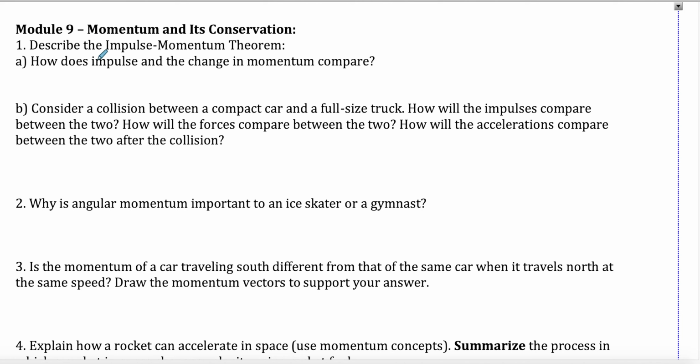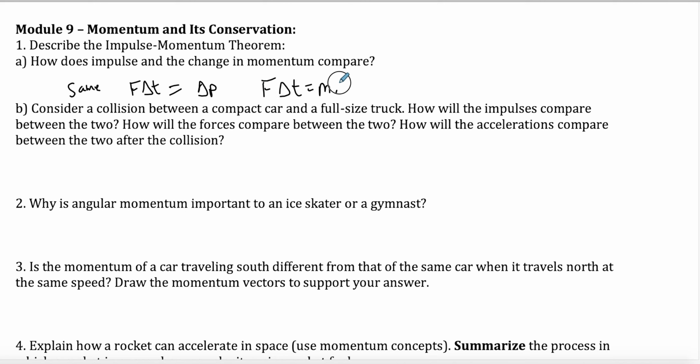So how does impulse and the change of momentum compare? They are the same. Remember, impulse is F delta T, and change of momentum is just delta P. They are equal. This is the impulse-momentum theorem: the impulse is equal to the change of momentum. And we had different versions of this equation. We had F delta T equals delta P, and F delta T equals m delta v. These are the two linear versions.